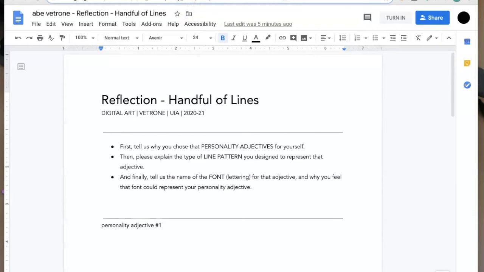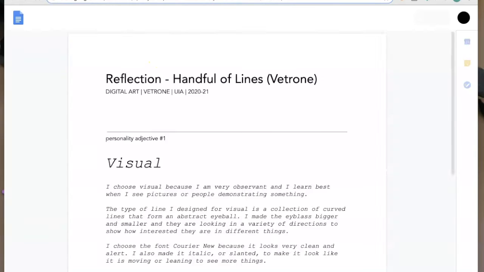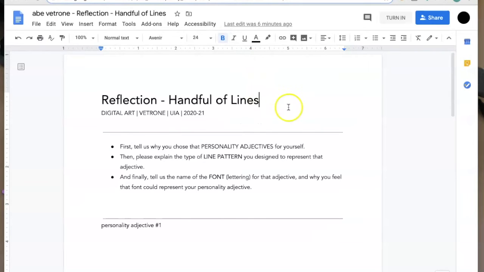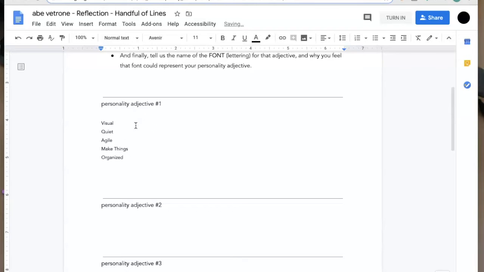Let's take a look at what I did. There's also this file, which is great, I think. Well, let's look at that next. Okay, let's go here. I'm going to show you my adjectives. Remember, my words were visual, quiet, agile, and organized. Right now they're in Arial. Let's make them just a little bigger.